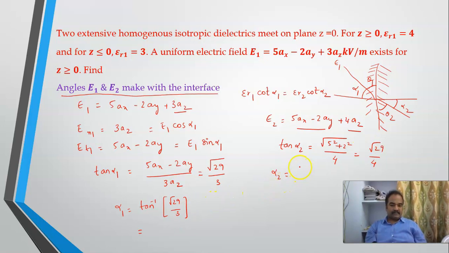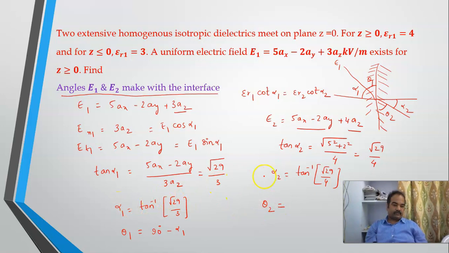So once I get the alpha 2 value, now how to determine theta 1? Theta 1 is very simple. Here you can see it is 90 degrees minus alpha 1, because theta 1 is the angle which is made with the dielectric interface. Alpha 1 is the angle which is made with the axis normal to the dielectric interface. So we need to determine theta 1 and theta 2. Once you compute alpha 1 and alpha 2, better go with theta 1 and theta 2, the calculations to you. This is the way you do the determination of the angles E1 and E2 make with the interface.